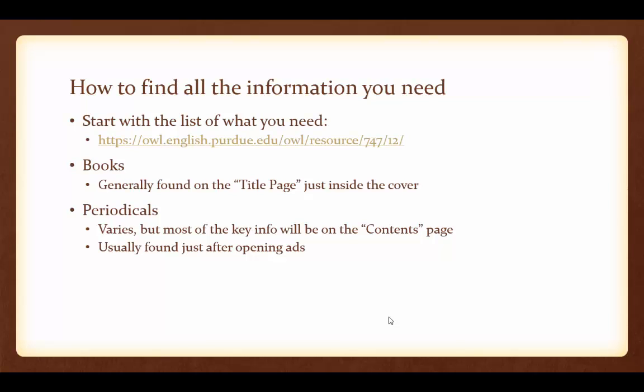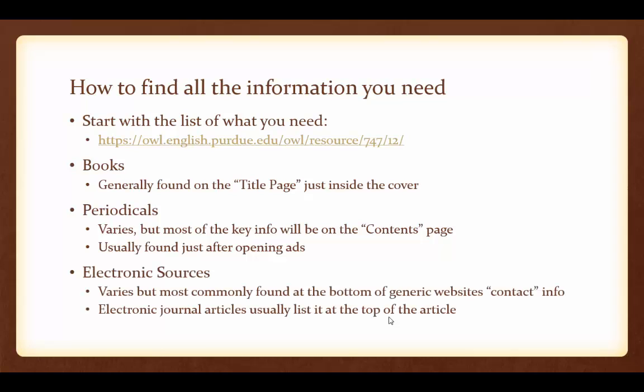On periodicals, it varies, but most of the key info is going to be on the contents page. That's usually found just after opening ads or visual content. Sometimes it's only a few pages in, sometimes it's more. It just depends on the periodical. But once you find the contents page, usually the last of the contents pages if there's more than one, the key information about publication will be there.